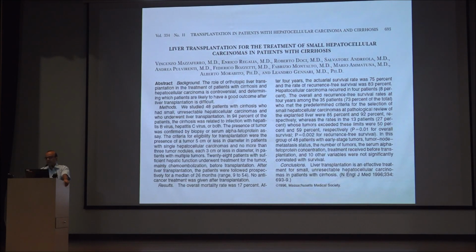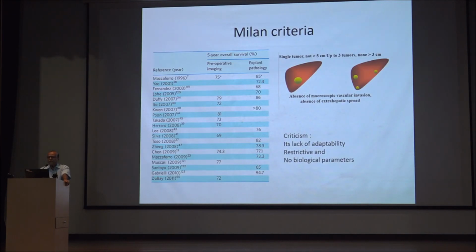And these criteria have faced criticism despite the best results: they are not very flexible, and there is a restriction, because many centers observed that transplantation even outside, but not much outside, the Milan criteria gives equal results. And most importantly, it is only a tumor-burden-based criteria. The biological behavior of HCC is not included.